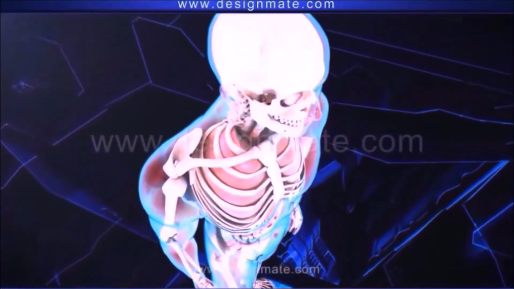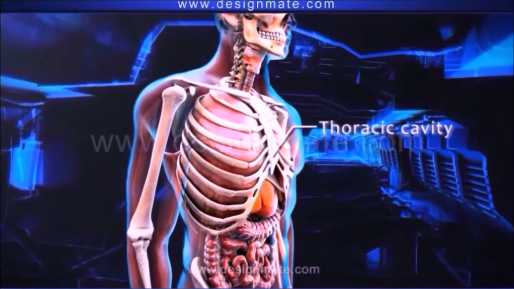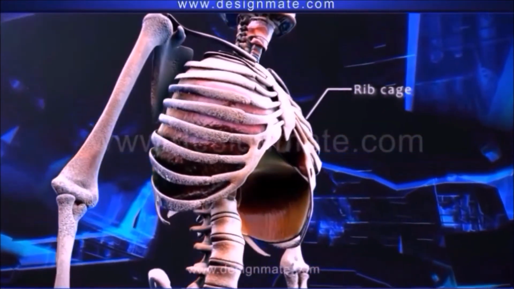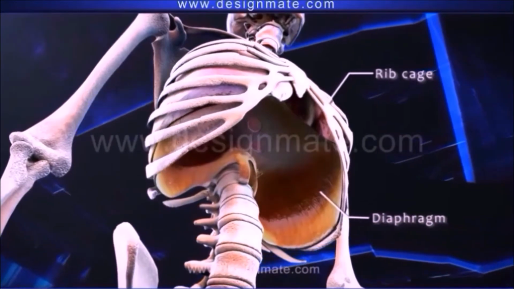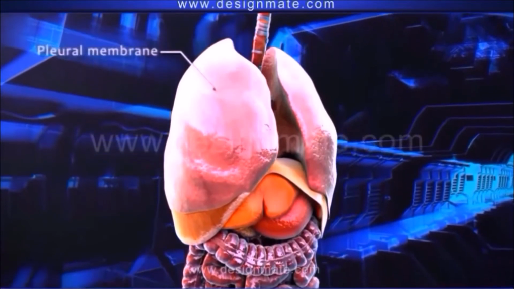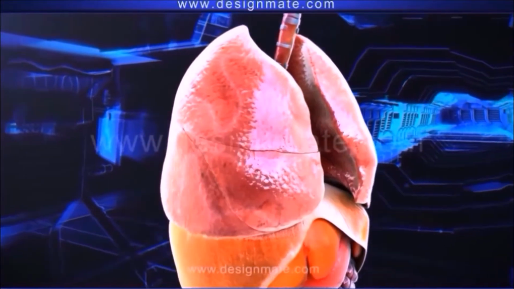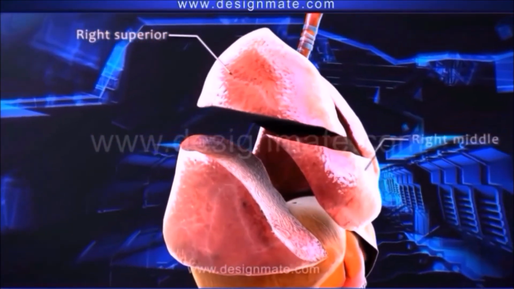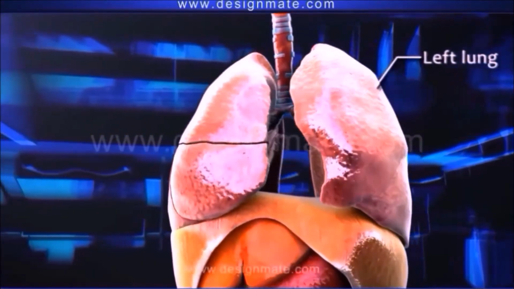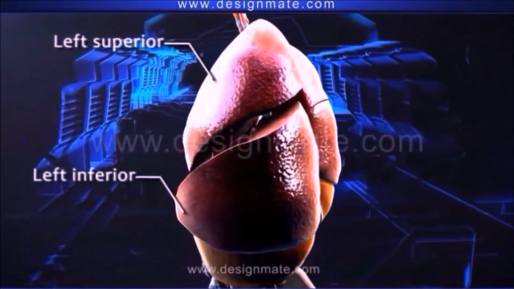In humans, the main organs responsible for respiration are present in the thoracic cavity. In the thorax region, the rib cage and a dome-shaped fibrous tissue, known as the diaphragm, are observed. Present within the rib cage are the pleural membranes, which enclose the lungs. The right lung is divided into 3 lobes: the right superior, right middle, and the right inferior lobe. The left lung is smaller and has only 2 lobes, the left superior and the left inferior lobe.